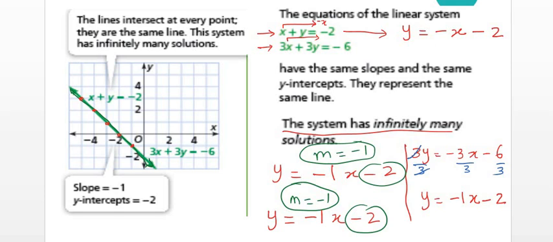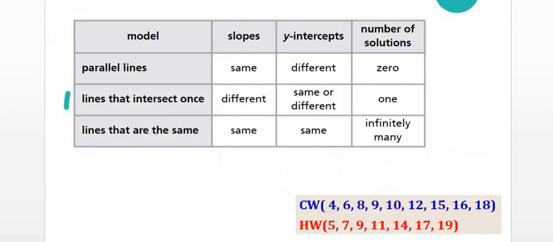So quickly, if I repeat the steps for you, the first step is always you have to write each equation in the standard form. The second step is to check the slope. Okay, let me write it over here for you. Okay, look at this here, all the summary is written here. So if you have the same slopes, we have two cases. They have the same y-intercept, or a different y-intercept.